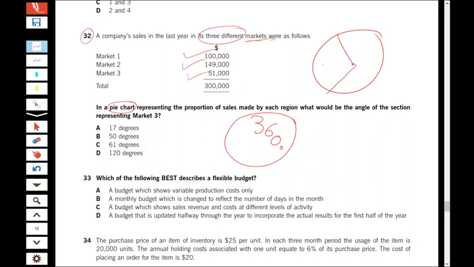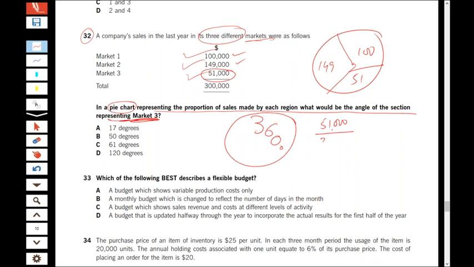You can say this is 149, this is 100, and this is 51. You can assume that, and the total is 300,000. So this is the total 360 degrees. In a pie chart representing the portion of the sales made by each region, what would be the angle of the section representing market 3? Market 3 is 51,000.